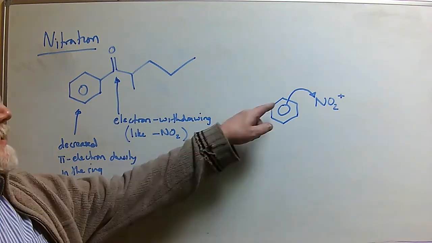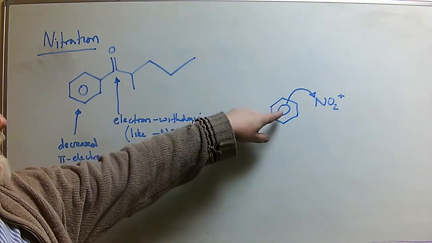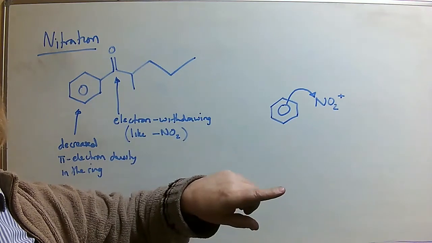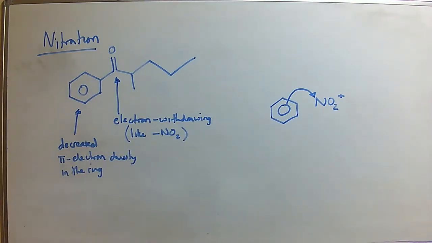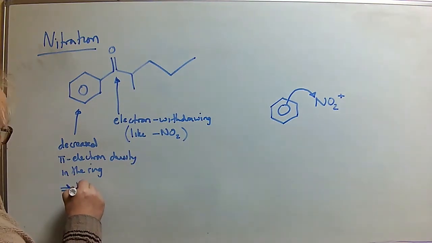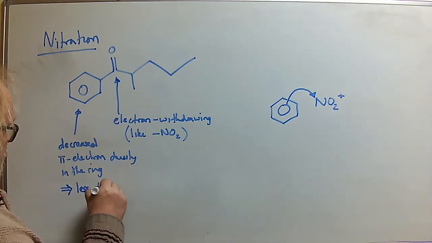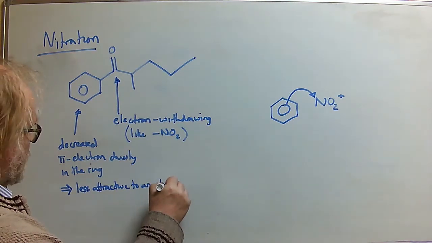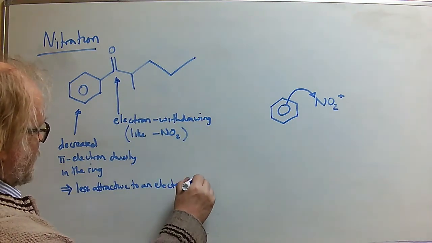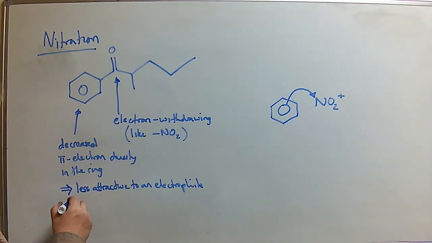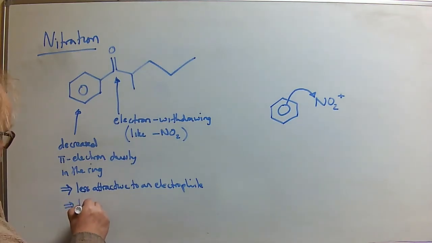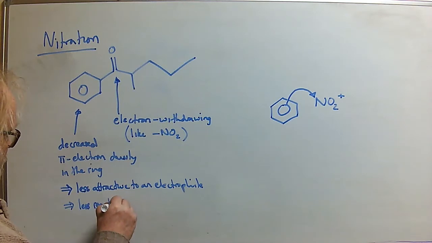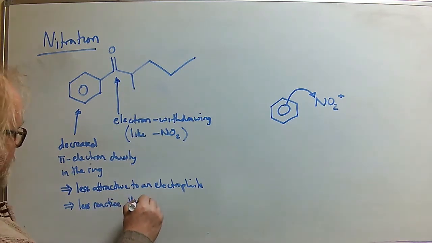And how attractive that is just depends on the pi electron density. The more electron density, the more negative, so the stronger the attraction. That's what this is getting at. So what you explain is that decreased pi electron density in the ring makes it less attractive to an electrophile, like NO2+, but it just asks you in general here. So less attractive to an electrophile, and therefore less reactive than your reference compound, which is just benzene.